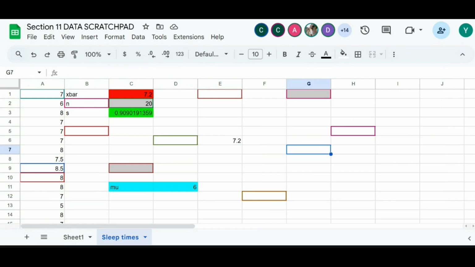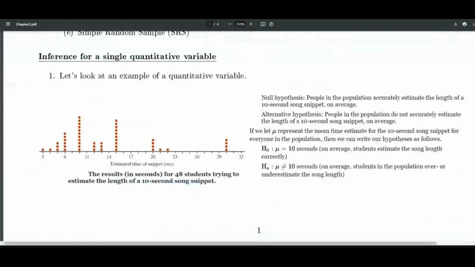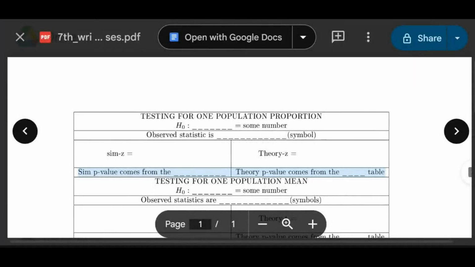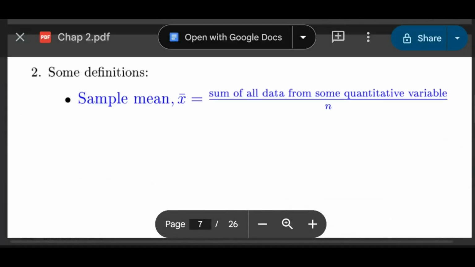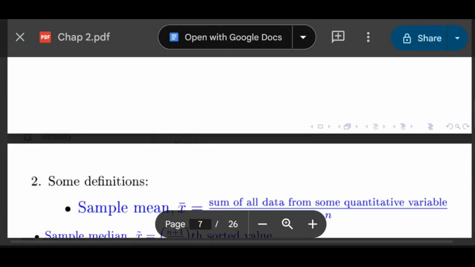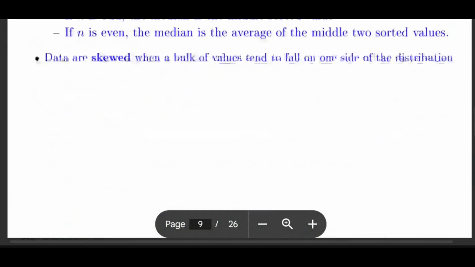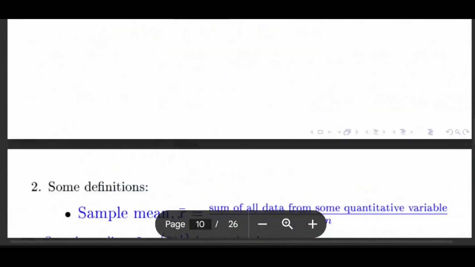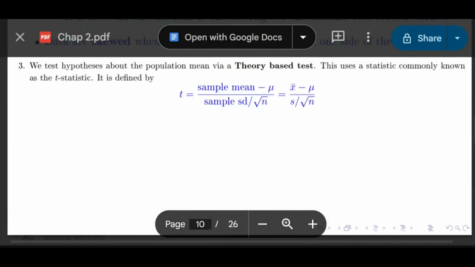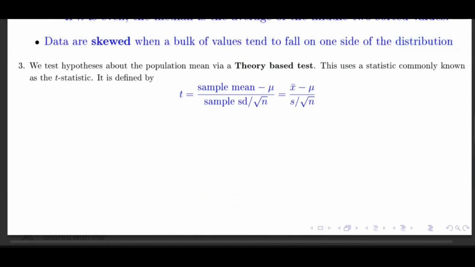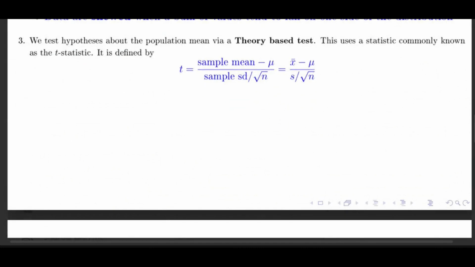So let's go back to our notes now. A lot of what we have learned carries over to here. We'll skip this part first. I'll come back to it. I want to introduce this. We test hypotheses about a mean via a new standardized statistic I want to introduce. You calculate what's called the T statistic.